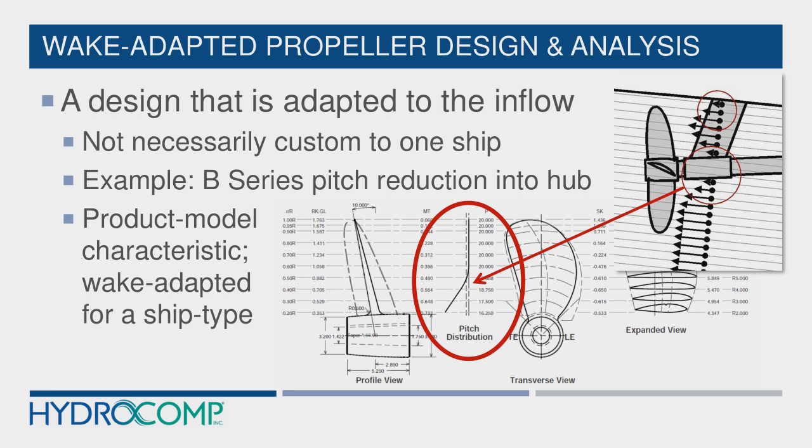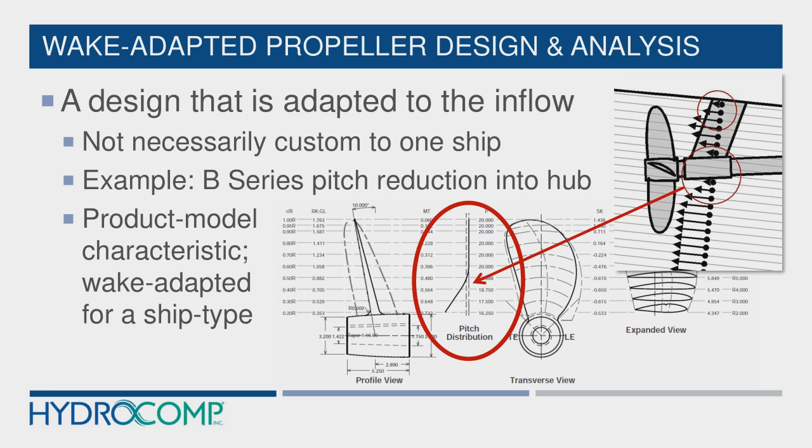So we use what's called wake adapted propeller design. And quite simply, that's a blade design that's adapted to the mean inflow. Now, this, of course, can be a custom design for a ship's wake field, like the one that we started with, but it does not necessarily need to be that. An example of a semi-custom approach, let's call it, is the B series that we all know.